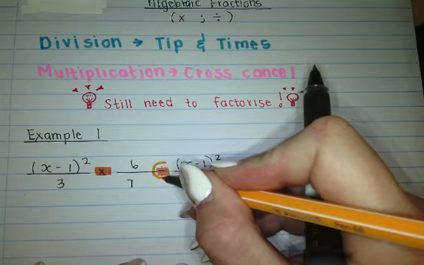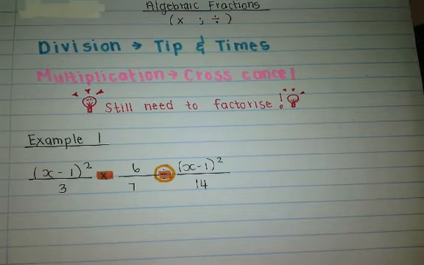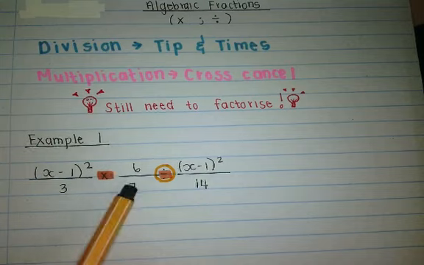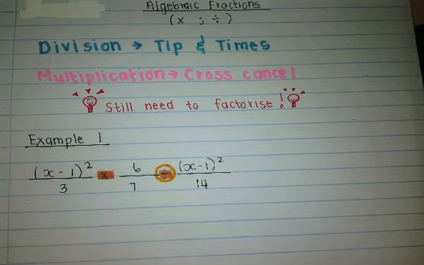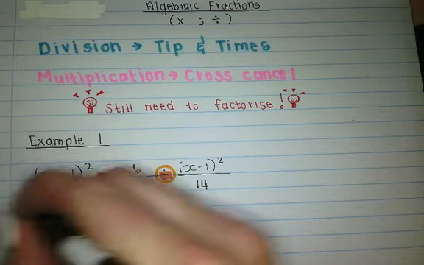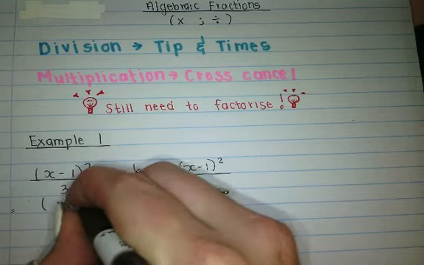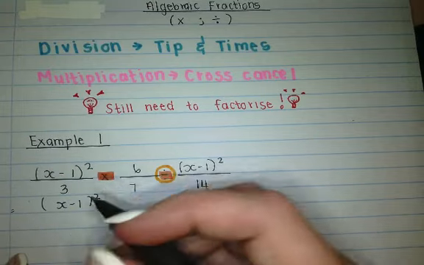Next, what are we going to do with this division sign? We are going to change it to a multiplication sign, and we are going to flip either the first one or the second one. Preferably, normally the second one after. So we're going to have x minus 1 squared.